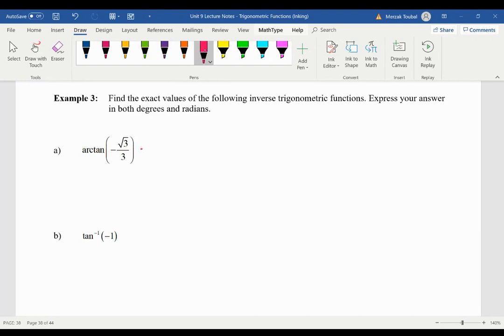Express the values in both degrees and radians. So we're going to be using quadrant 1 and quadrant 4, same as sine, with the exclusion of negative pi over 2 and pi over 2.